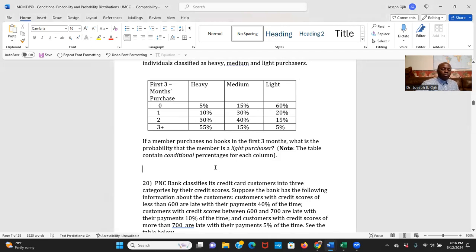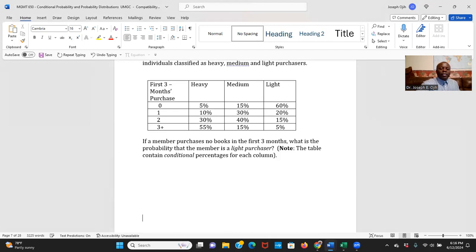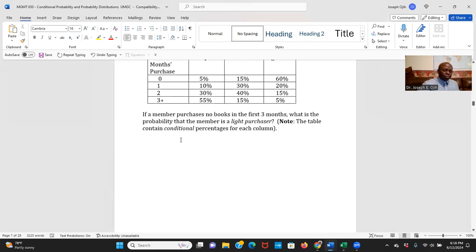So let us solve it by first of all identifying the outcomes we are looking for. Suppose we have L for light purchaser, and M for medium purchaser.